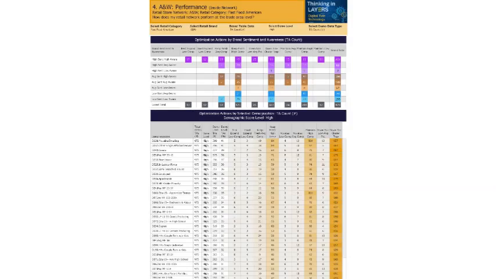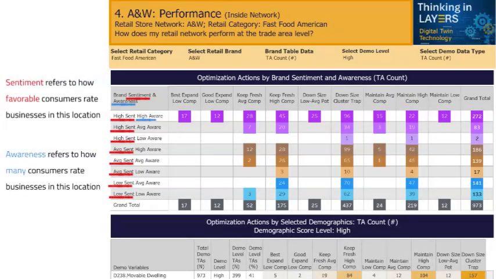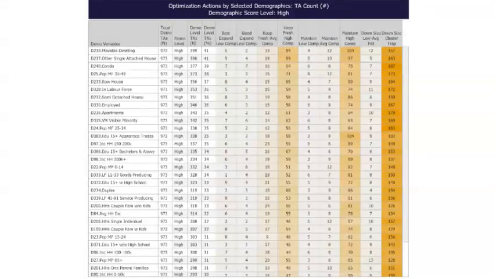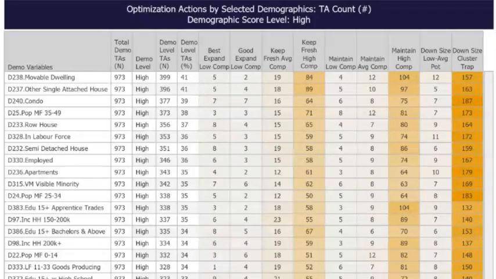Figure 4 focuses on a more qualitative view of the A&W retail network. The top table compares the relationship between consumer sentiment and awareness to network actions. Brand sentiment is measured using Google review ratings and brand awareness with the number of Google reviews, which are benchmarked against other competing brands. The bottom table allows a retailer to analyze its demographic strategy. It shows the number of trade areas where the A&W network is ranked in the top third of each demographic variable. For example, A&W is in a total of 973 trade areas, and 342 of them are high visible minority, which is about 35% of their network.